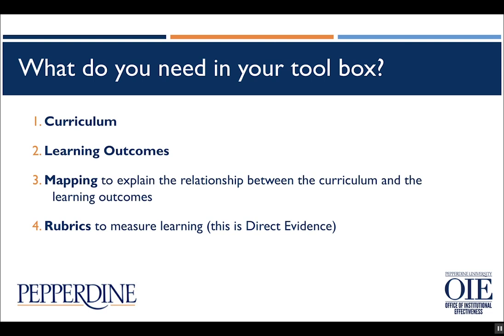After you collect your direct evidence, you will want to collect some indirect evidence to help explain your results. The most common types of indirect evidence are surveys, focus groups, and reflective essays. You'll want to make sure that your indirect evidence directly relates to the PLO you are reviewing.